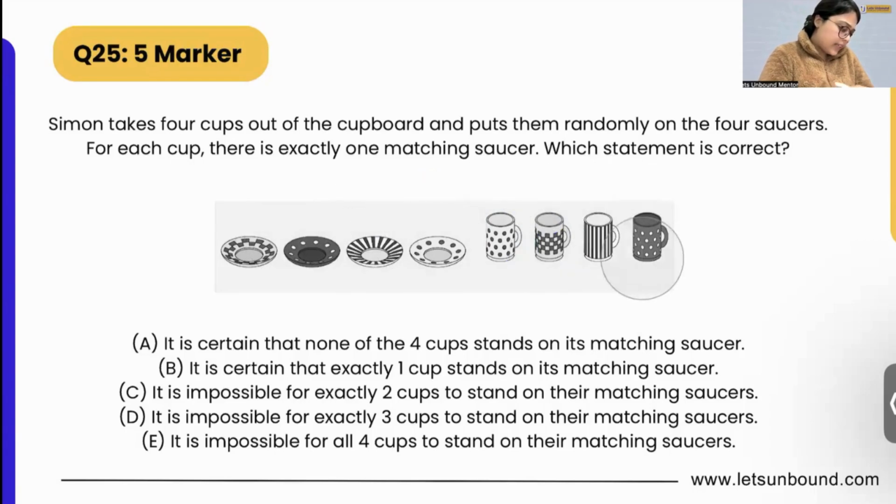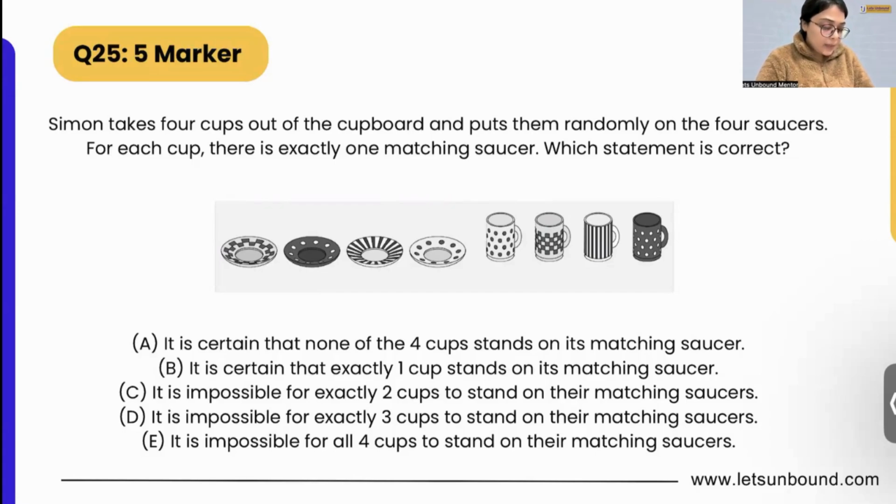Let's see B. It is certain that exactly 1 cup stands on its matching saucer. No, there are possibilities we can match 2, 3, and even 4. C. It is impossible for exactly 2 cups to stand on their matching saucers. This is again incorrect. Why is it impossible? We can put the same saucers with the same matching cups.